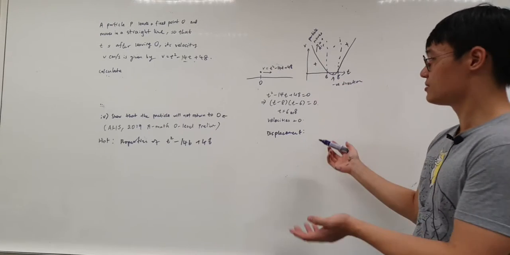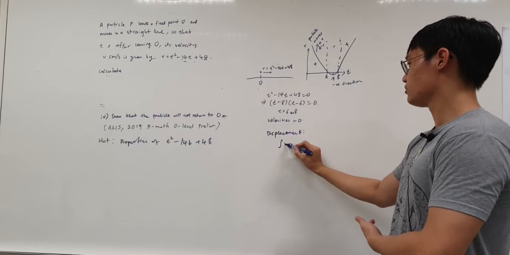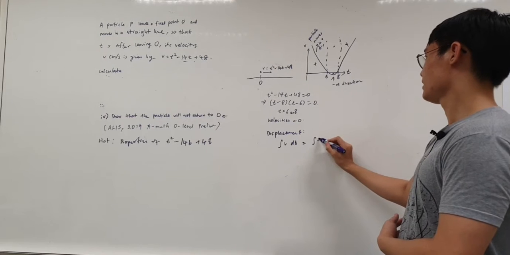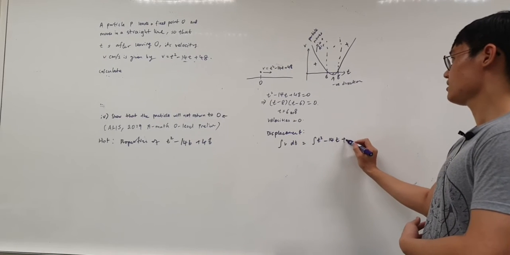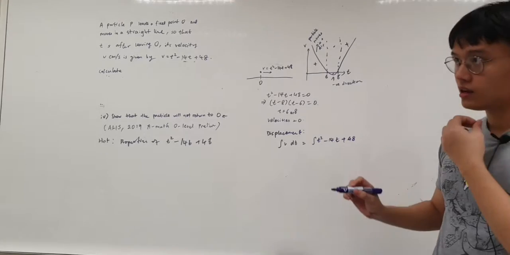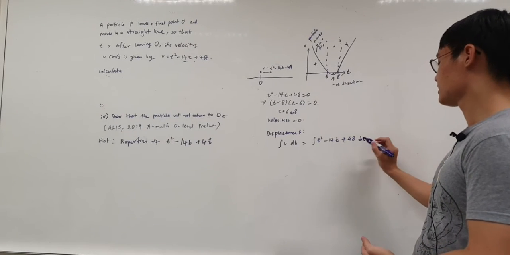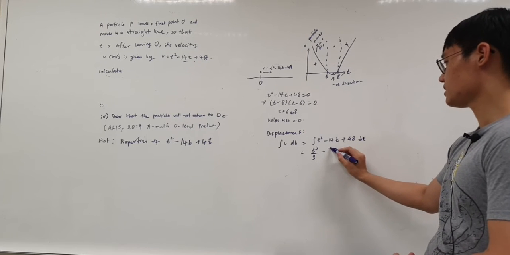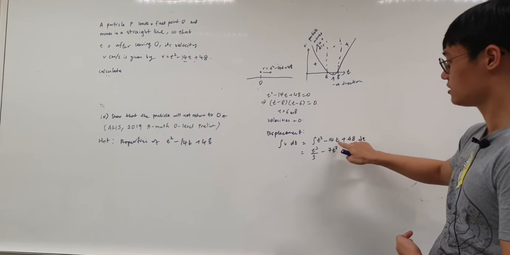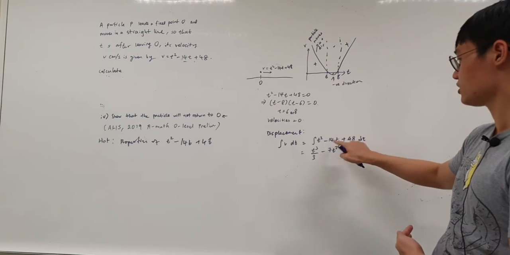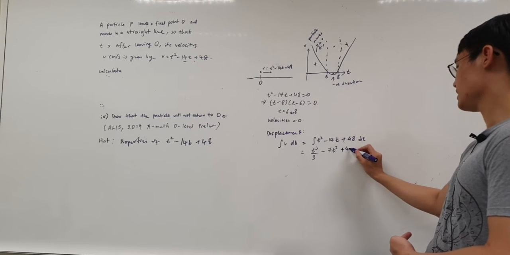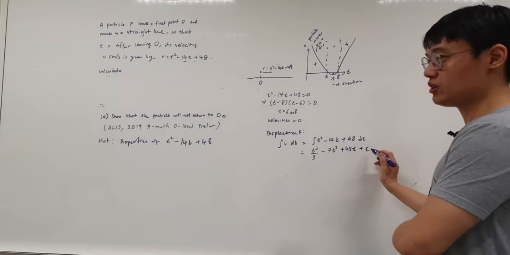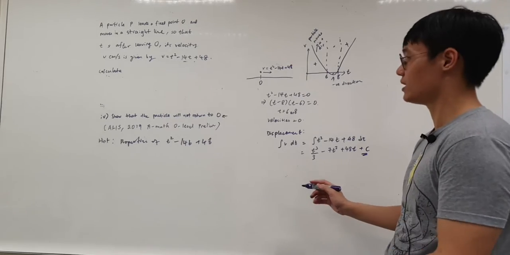When we look at the displacement, we want to look at the integral of v dt. And what is v? It's t squared minus 14t plus 48. Let's find the indefinite integral first. This equals t cubed over 3 minus 7t squared, because this is t squared divided by 2 times 14, so it's 7t squared, plus 48t plus c.